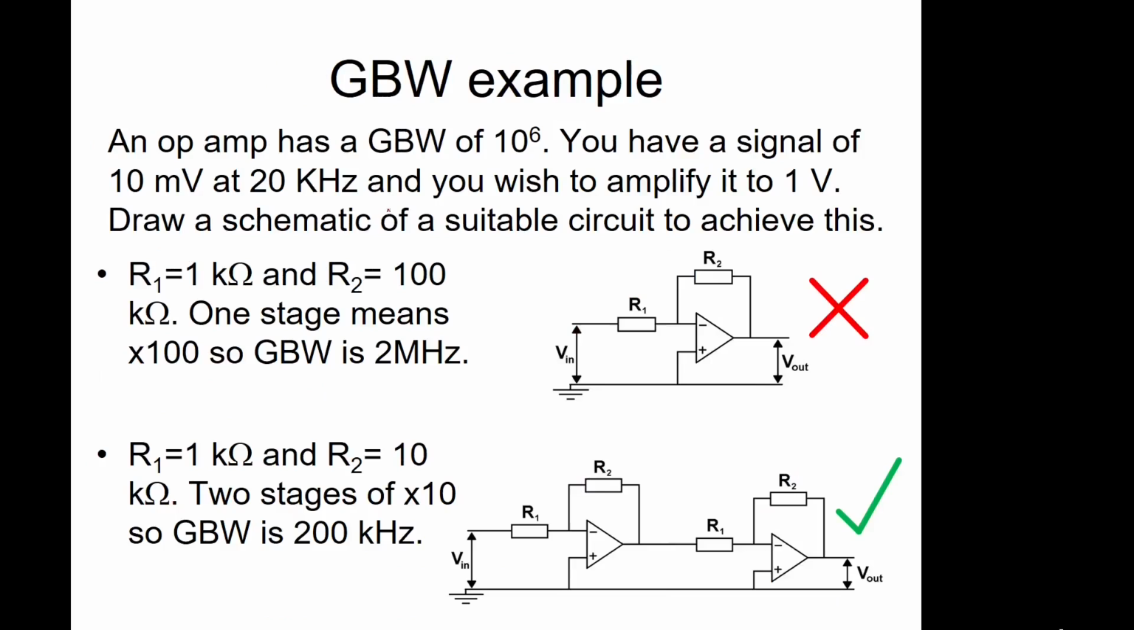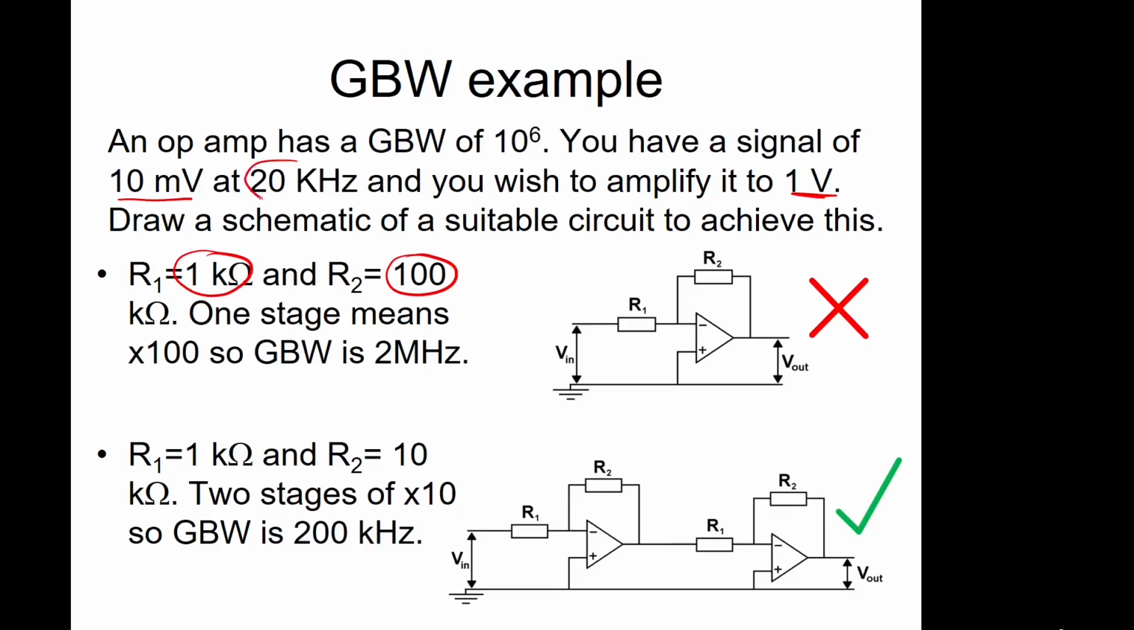You can work around that problem. For example, we've got an op-amp, and a 10 millivolt signal coming in. We want 1 volt coming out, so we need a gain of 100. We're going to use a resistor ratio of 1 kilo ohm to 100 kilo ohms. That's our gain of 100.